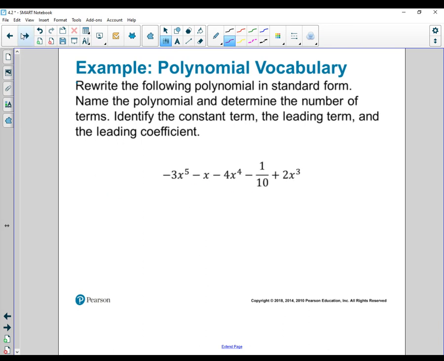Okay. This one, again, standard form first. This x to the fifth actually looks like it's the highest. Then we have that 4x to the fourth, that 2x to the third, that minus x, and that minus 1/10. This is to the degree 5, right? It has degree 5. That's the highest one, so it's a quintic.